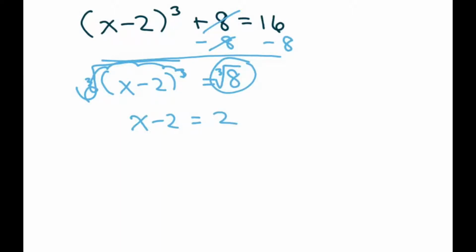Now just add 2 to both sides to isolate your x. And we shouldn't have put that. So you're going to get x equals 4.